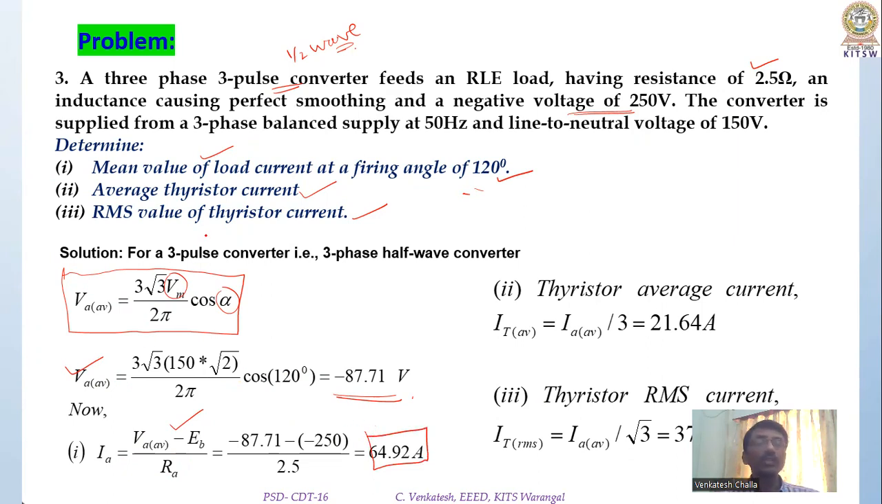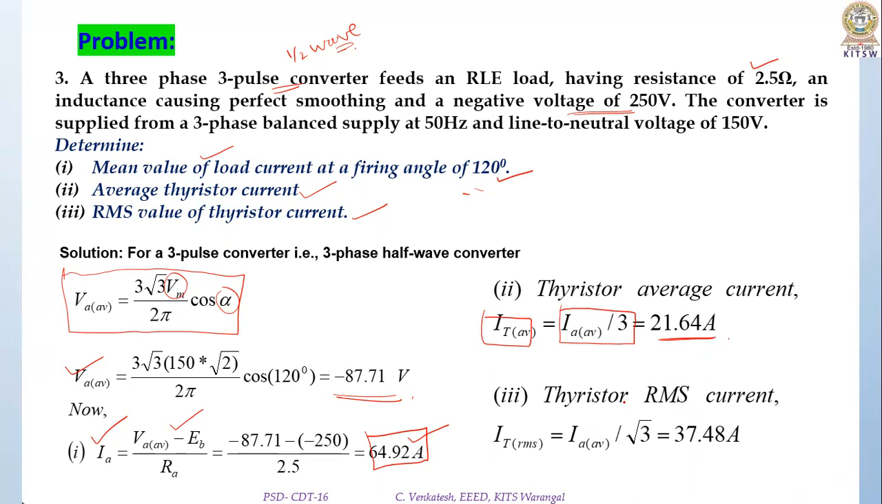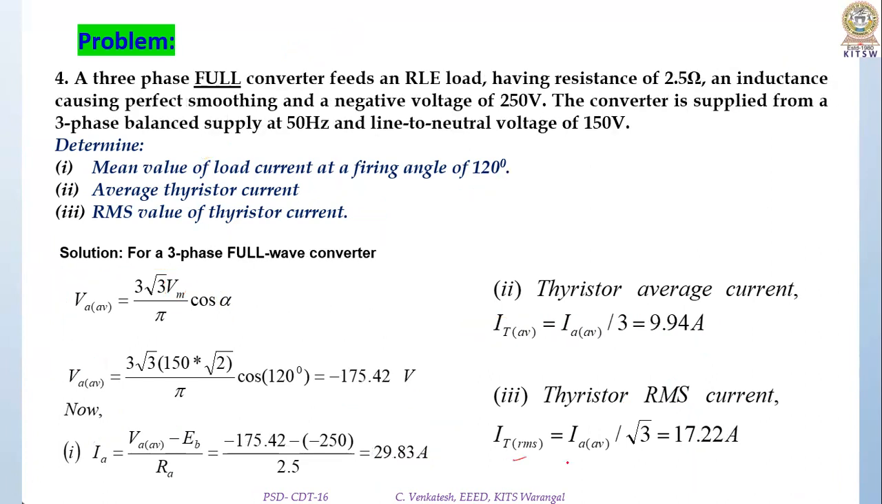And another one is, what is the average thyristor current? The load average value is 64.92 amperes. As three thyristors conduct for 120 degrees each, each thyristor average current will be equal to IA average divided by 3, and that is equal to 21.64 amperes. Then coming to thyristor RMS current, IT RMS is given by IA average divided by root 3, and that is equal to 17.22 amperes.